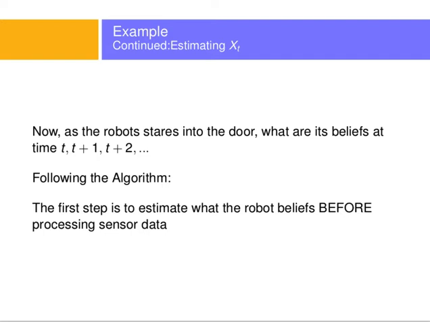Does it push? Does it not push? Is the door open? Is it not open? It needs to know that, right? So at every time step, it's going to be sensing the door as it approaches it. In our example, it's just going to be looking at it statically. So the first step is to estimate what the robot's belief is before processing the sensor data.